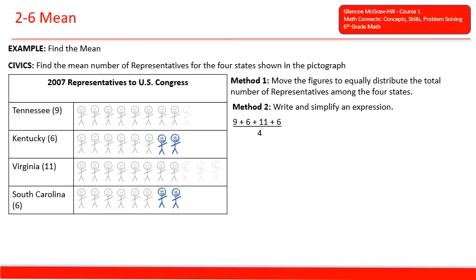Write and simplify an expression. So if we take the original numbers of 9 for Tennessee, 6 for Kentucky, 11 for Virginia, and 6 for South Carolina, and we divide it by 4, it's going to be 32 over 4, or an average of 8.